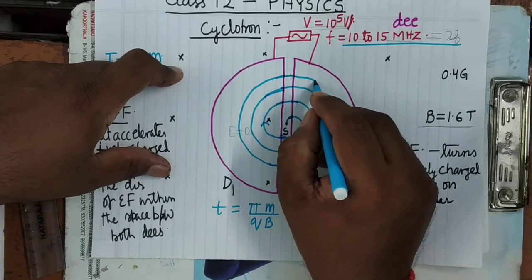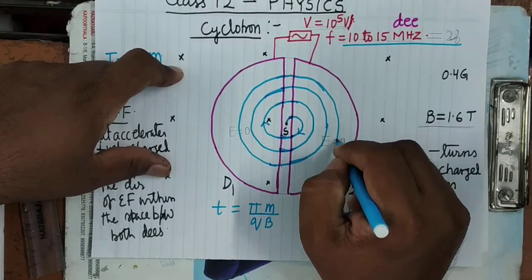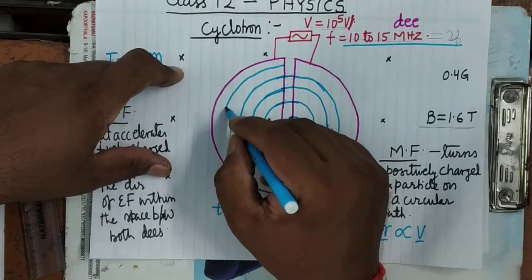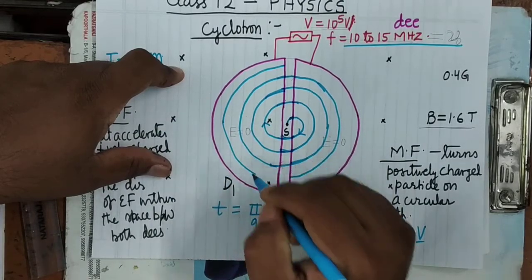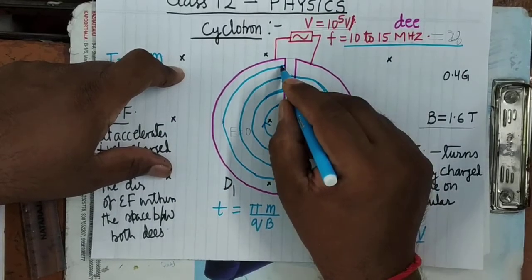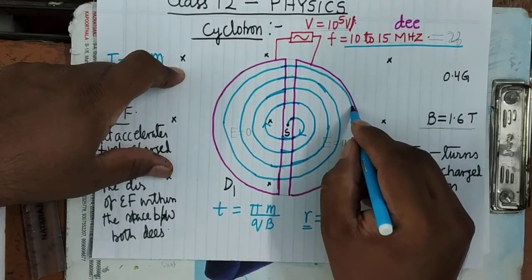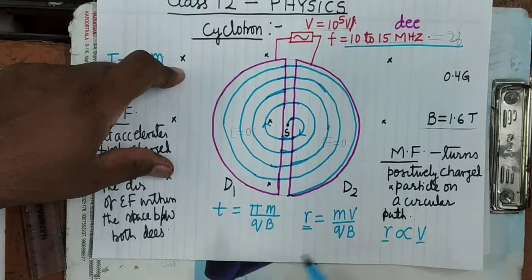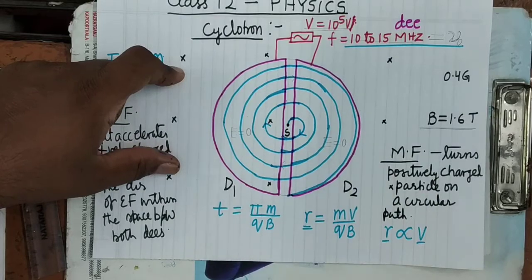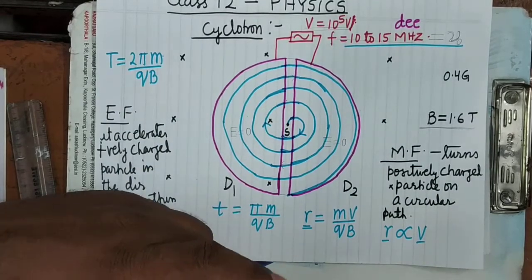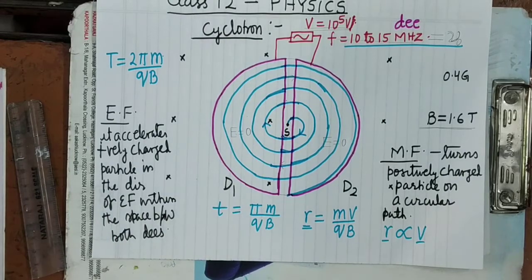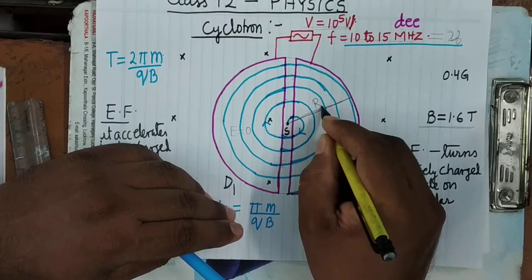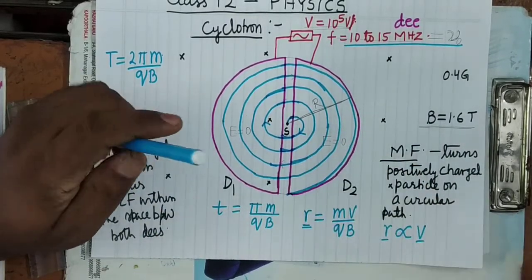When it is about to touch the periphery of these semicircular discs, about to touch the periphery of these semicircular discs means when the radius of the circular path is equal to capital R. Where capital R is what? It is the radius of these discs. It is clear. Now see here what will happen.